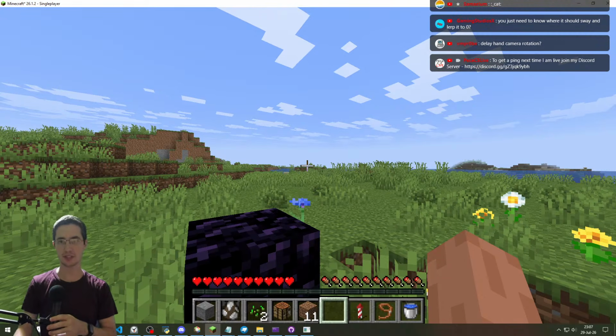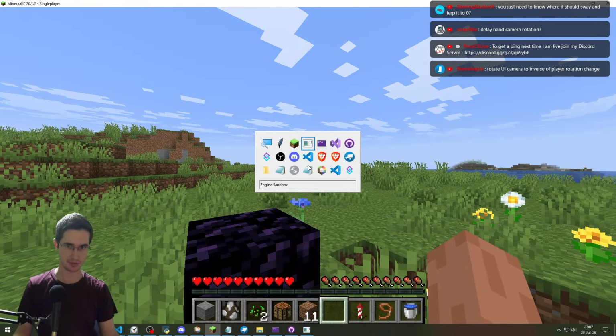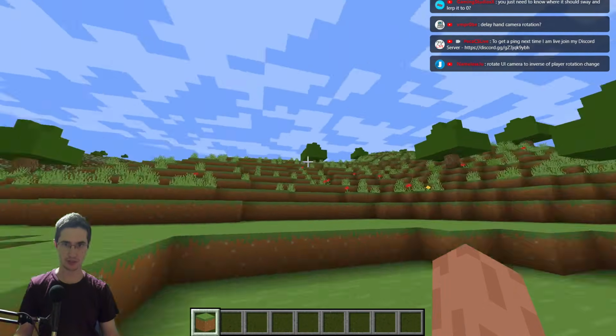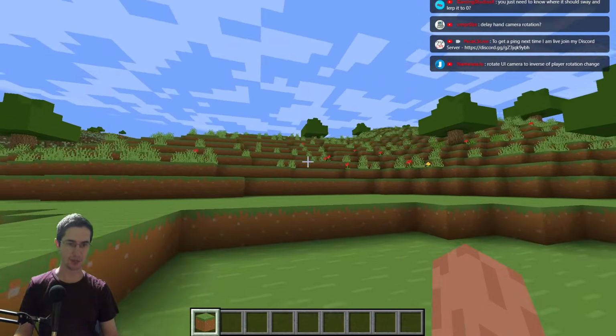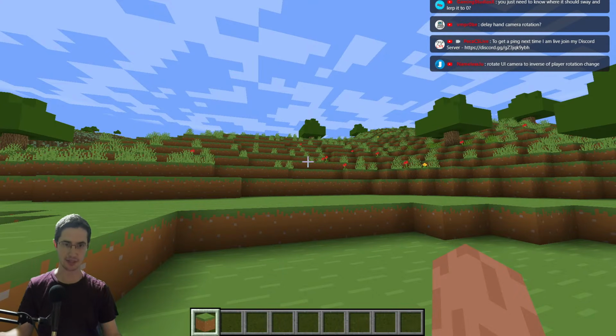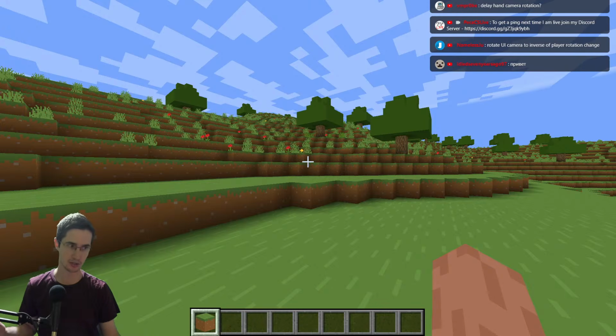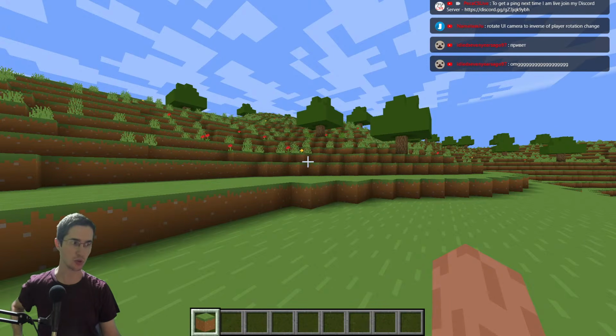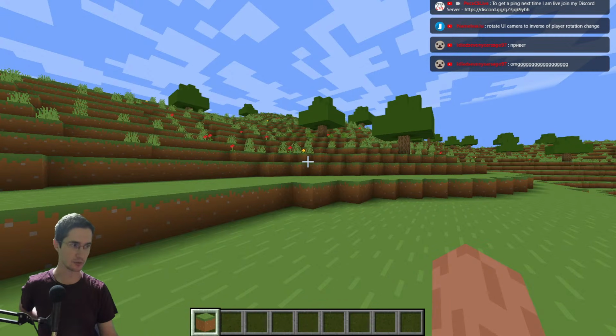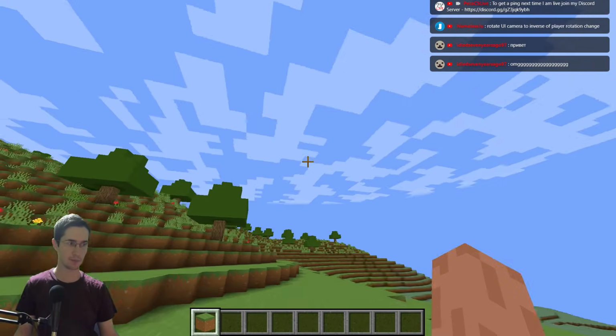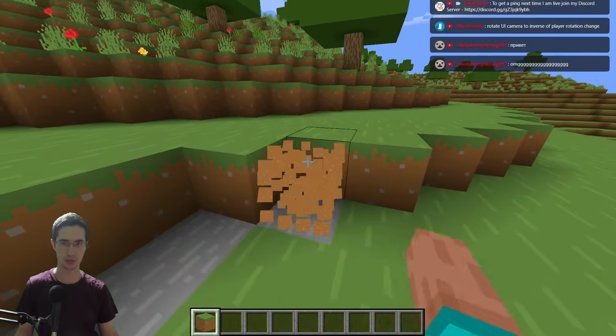Chat, the problem is we're using two cameras, and currently on the second camera everything stays in place. The hand looks like it's moving, but it's not. Oh, rotate the UI camera by the inverse of the player rotation change. Interesting. That's a good idea.